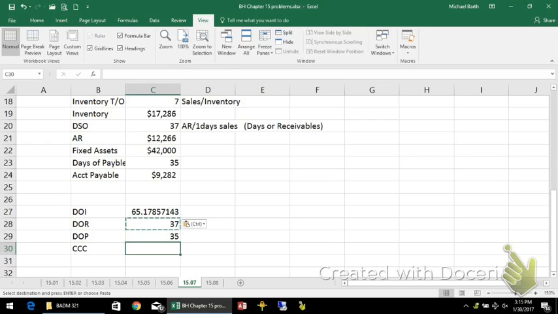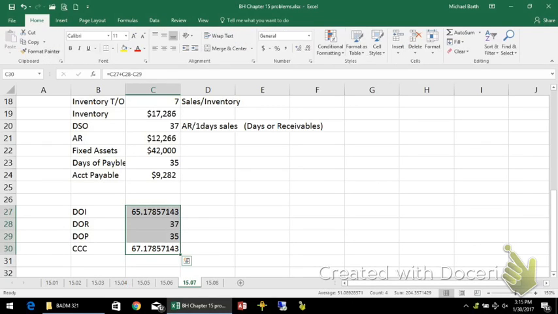And 65 days plus 37 minus the 35. Let's show everything to one decimal place just to make it a little tidier. So the cash conversion cycle is about 67 days. So that's part A.